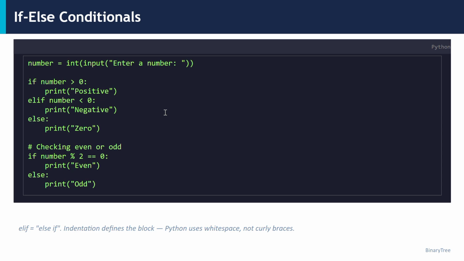Two things to notice. Python uses that modulus trick to check even or odd, and the indentation itself defines each block. In Python, whitespace isn't decoration, it's the fundamental structure.